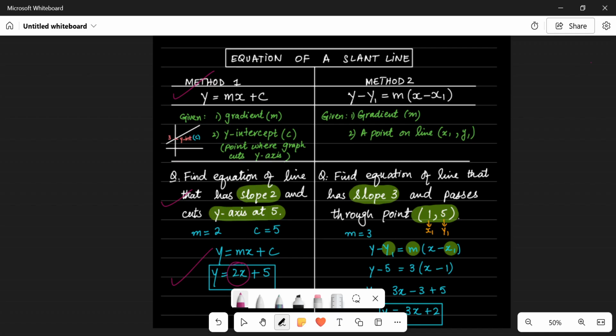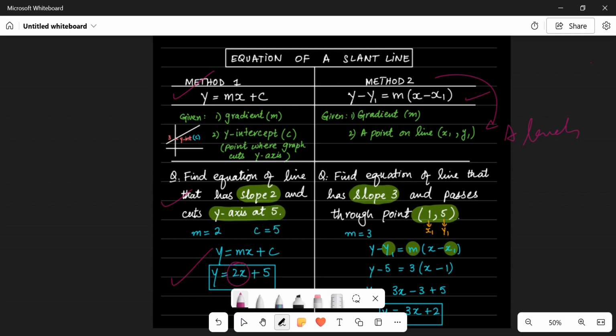Method 2: this formula you people have not done, but this formula is very important, much more important than method 1. The reason is that this formula is used in A levels as well. So this type of formula does come in the paper.